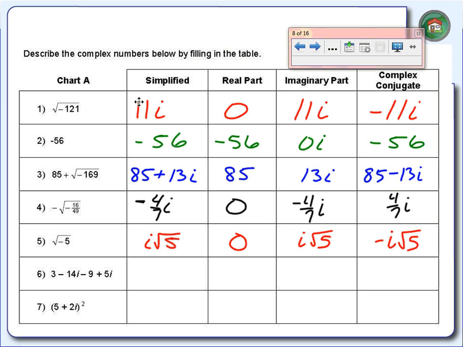Number 6, we got to do some simplifying here. I'm going to take the real parts and put them together. So 3 minus 9 would give me a negative 6. Put your imaginary parts together. A negative 14i plus 5i would give us a negative 9i. So there it is. We've simplified. Real part would be the negative 6. The imaginary part is going to be the negative 9i. And the conjugate of that, negative 6 minus 9i, is going to be negative 6 plus 9i.